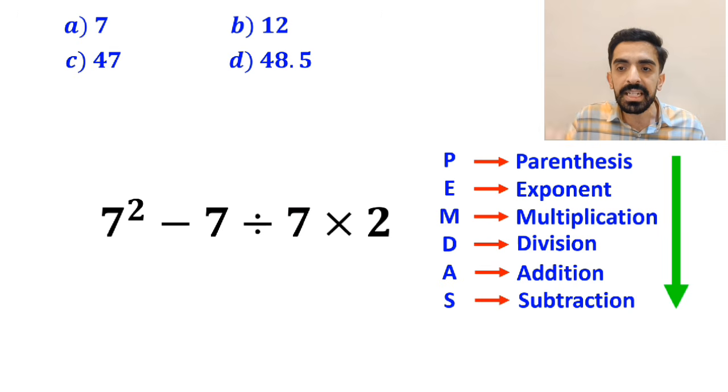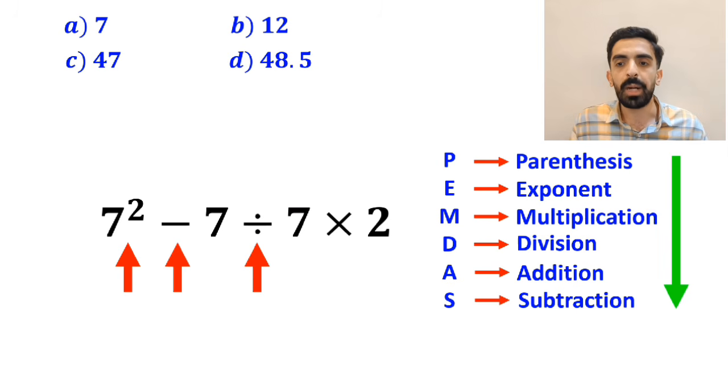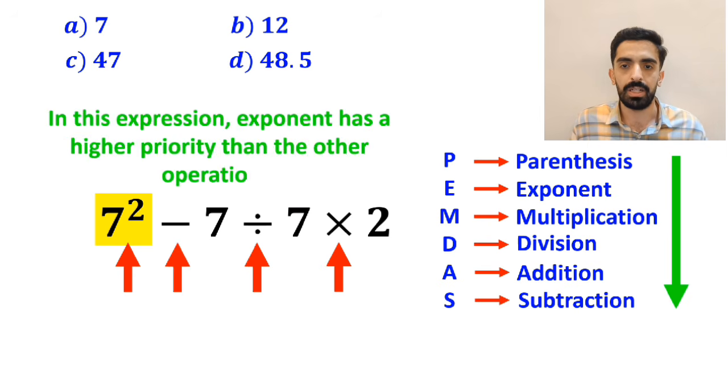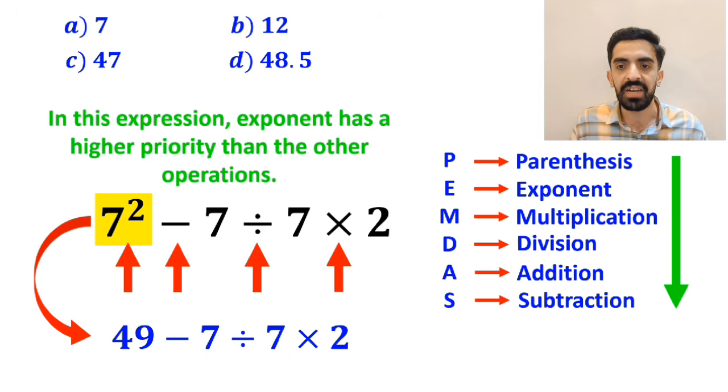Alright, as you can see in the image, in this expression, first we have an exponent, then a subtraction, followed by a division, and finally a multiplication. We should start with the exponent, because in this expression, exponent has a higher priority than the other operations. So, this expression simplifies to 49 minus 7 divided by 7 times 2.